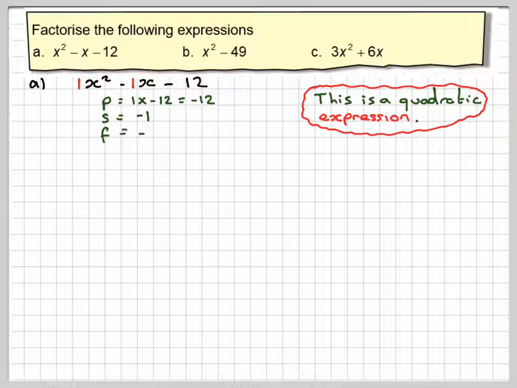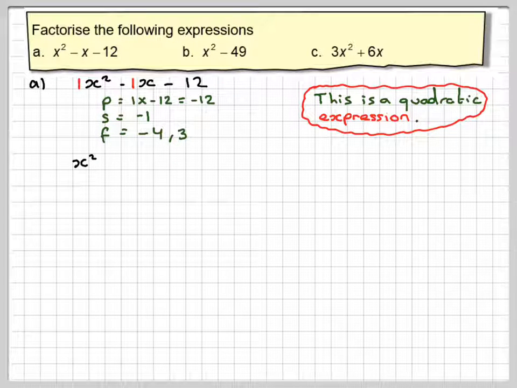minus 1. After a bit of trial and improvement, you might come up with minus 4 and 3. Minus 4 times 3, just a little check here, gives me minus 12. Minus 4 plus 3 gives me minus 1. It doesn't matter which way you write them down, but it is easy if you write the smaller one first.